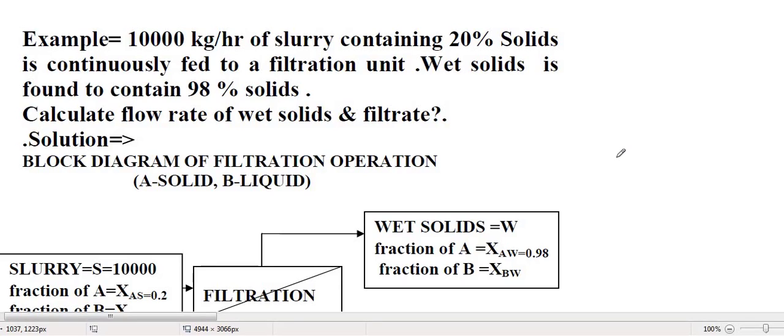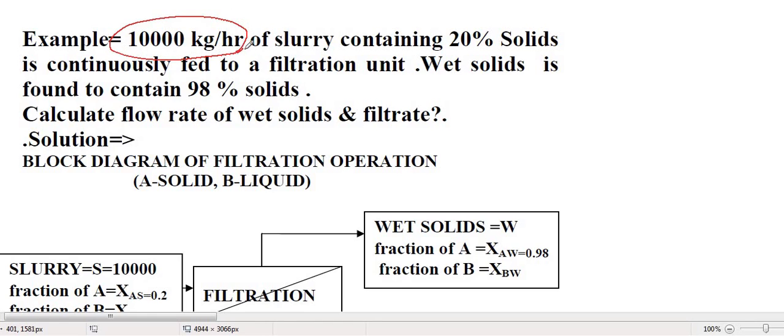Please carefully read this problem. In this problem, they are given slurry quantity 10,000 kg per hour containing 20% solids, which is continuously fed to a filtration unit. Wet solid is found to contain 98% solids, and we have to find out the flow rate of wet solids and filtrate.